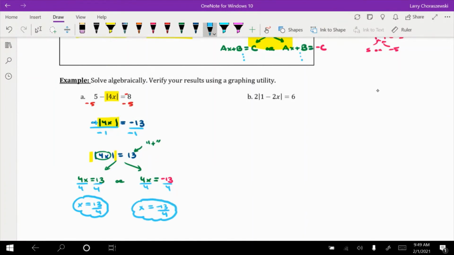Any questions about this example? All right, so can I have you try part B? Let's go ahead and see if you can solve part B algebraically, and in a few minutes I'll put my details up there, and then I'll show you how to solve this thing graphically.